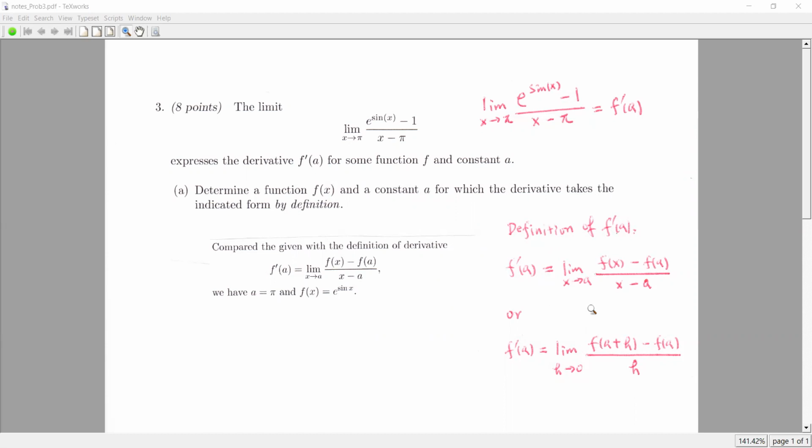To determine function f and a, I compare this equation, the given limit, with this formula. Comparing these two limits, I can see that a is pi and function f is e to psi of x. Therefore, the answer to part A is this. A is pi. Function f is e to psi of x.